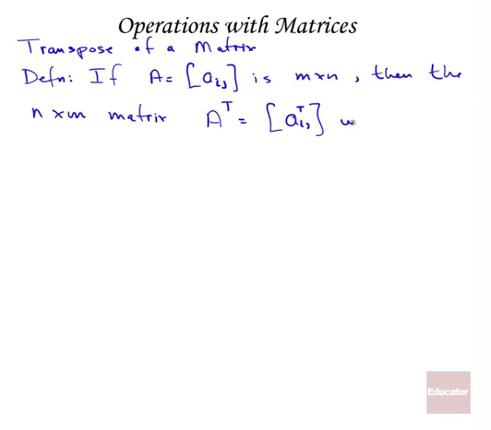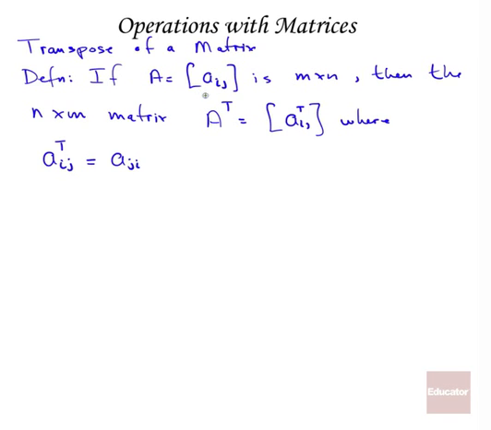Where, you write it down here, the ijth entry of the transpose matrix is equal to A sub ji. Okay.